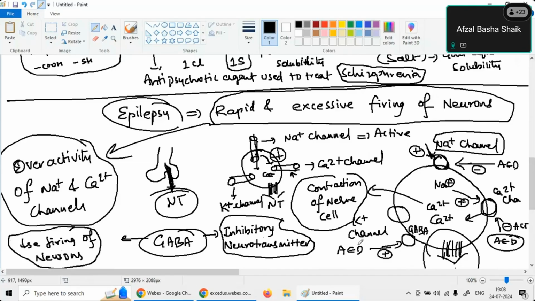So whatever anti-epileptic drugs you take, generally they show action either by inhibiting the sodium channels, inhibiting the calcium channels, or activating the GABA receptor activity, or promoting the GABA activity. These are the three ways how most of the anti-epileptic drugs will act and help in the treatment of epilepsy. Is it clear, the point, right? Please take a screenshot of this. We will go to valproic acid.